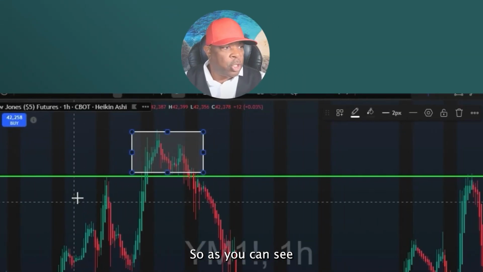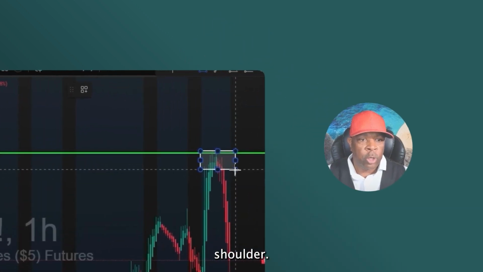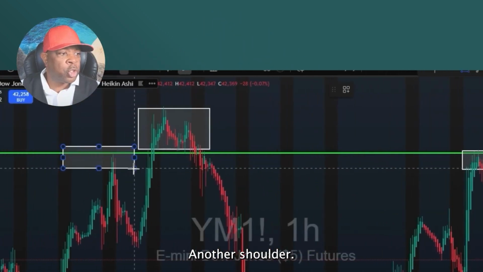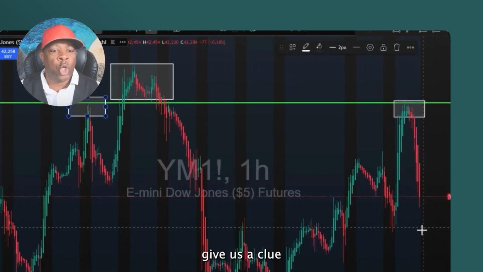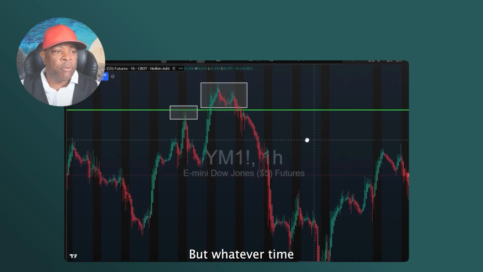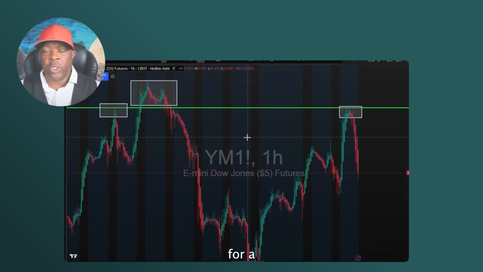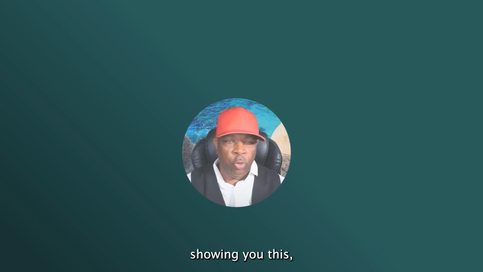So as you can see right here, here's the head. Right here is the shoulder. Over here is another shoulder. So what do we see on the higher time frames that would give us a clue, if we drop down to the 5-minute time frame, or whatever time frame floats your boat for entries on a breakout strategy, which one would you actually have chosen now that I'm showing you this?